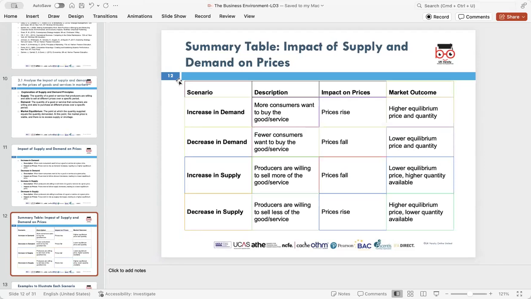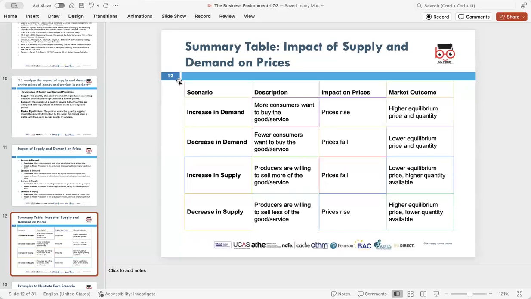Summary table: impact of supply and demand on prices. Here is the scenario, description, impact on prices and market outcomes. Scenario: more consumers want to buy a good or service. Impact on prices: prices rise because the higher demand pushes the equilibrium price up. Market outcomes: higher equilibrium price and market quantity.